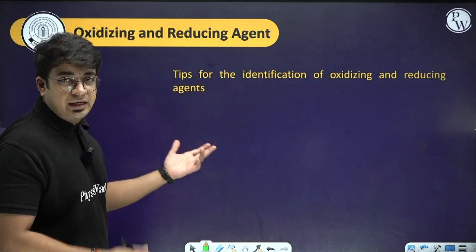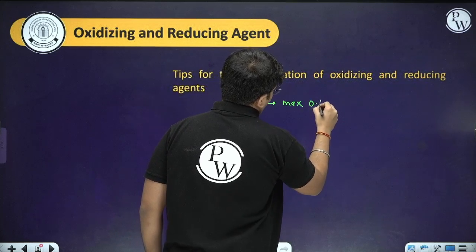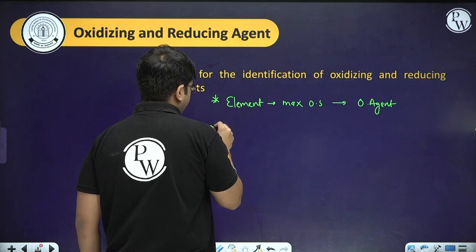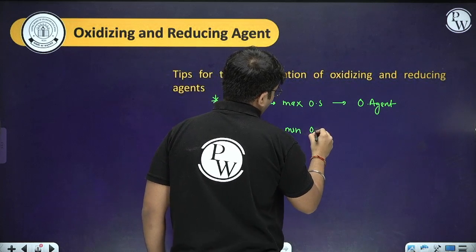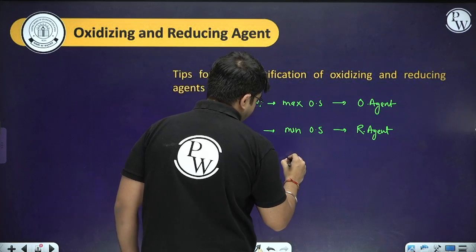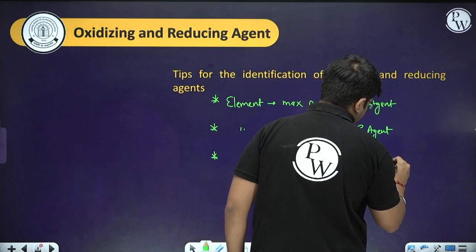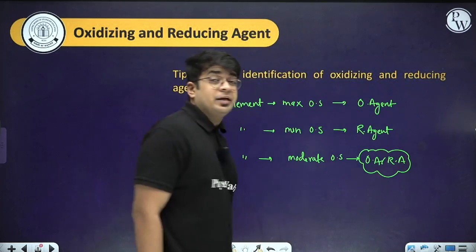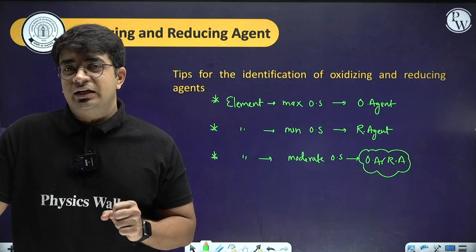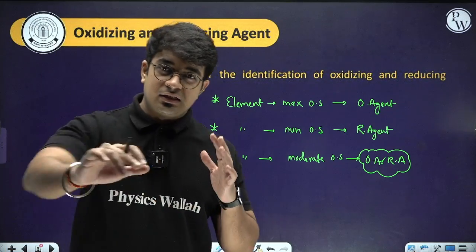Now if I talk about prediction, always remember, if an element is present in its maximum oxidation state, that will generally be an oxidizing agent. If an element is present in its minimum oxidation state, definitely that will be a reducing agent. If the element is present in a moderate oxidation state, then it can act as an oxidizing as well as a reducing agent. But that also depends upon its behavior, whether it will show the redox reaction or not. You cannot always say that an element in its intermediate oxidation state will be an oxidizing or reducing agent. That depends upon its behavior and its electrode potential. So this is the criteria which you have to understand.